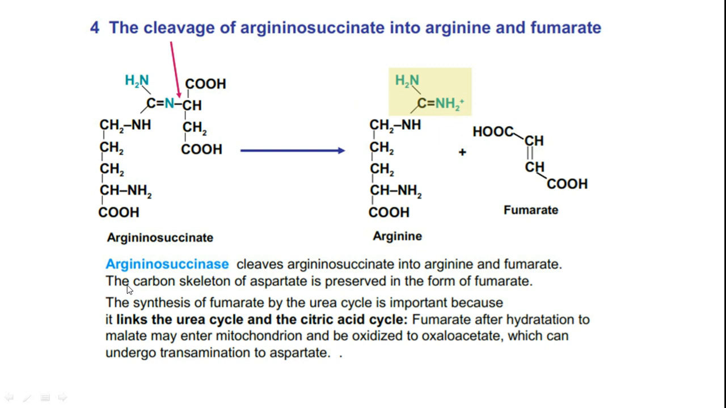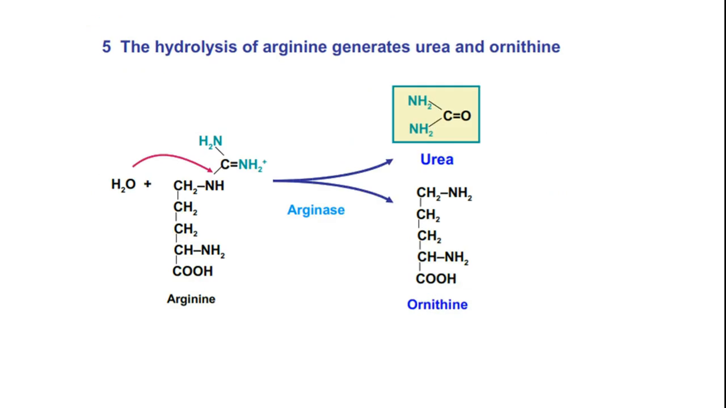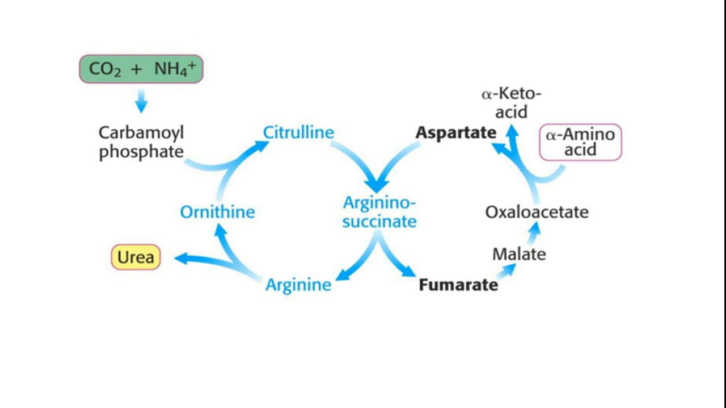So the arginosuccinase enzyme cleaves this molecule to give us arginine and fumarate. Now fumarate will enter the citric acid cycle. This is what I told you. Ultimately aspartate is regenerated. Now arginine gets hydrolyzed to give us urea and ornithine.